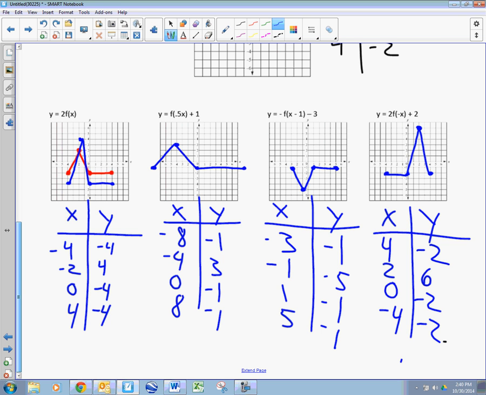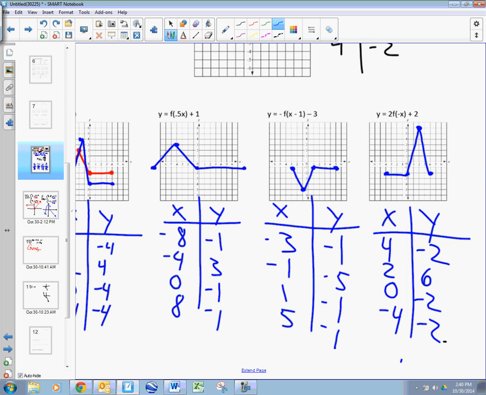Does that look like it's reflected over the y-axis? Yep. And is it stretched? Yeah, it's definitely bigger. So, excellent. You're going to have to do that kind of a problem on the test, I promise. Which means you need to practice today.